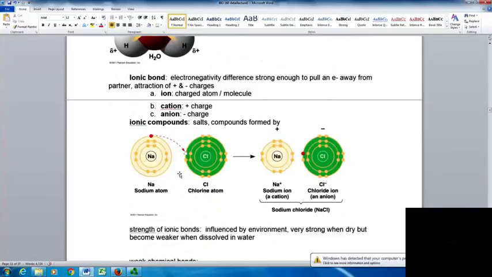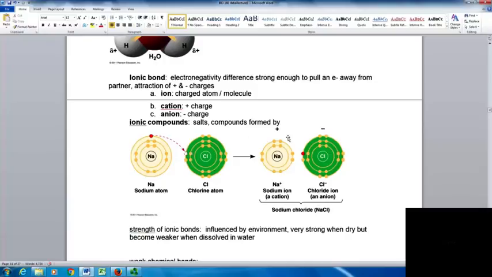In your ionic bond, you're going to have the electronegativity difference strong enough that it actually pulls an electron away from its partner. So here, when you look at sodium, this single electron here is going to get pulled away. It will become positively charged because it didn't lose a proton, it just lost an electron. So we call it an ion when you have a charged atom or molecule. Because this one becomes positive, it's going to become the cation. The chlorine will take that electron and add it to its outermost shell to fill it up. So it will have more electrons than protons and become negatively charged, or the anion.